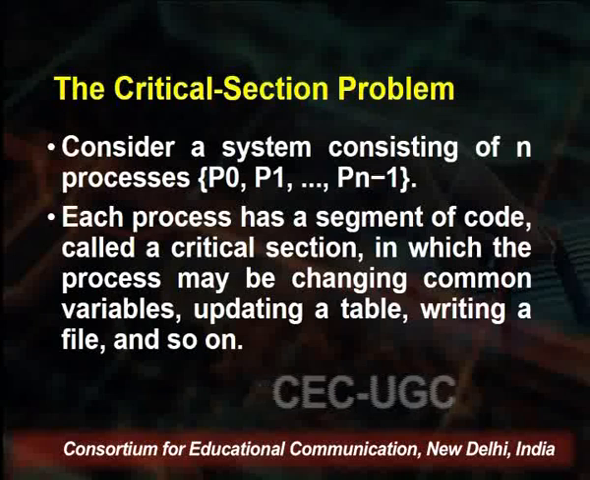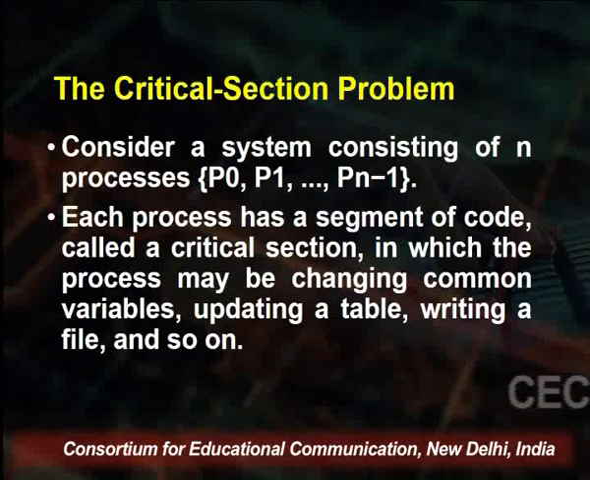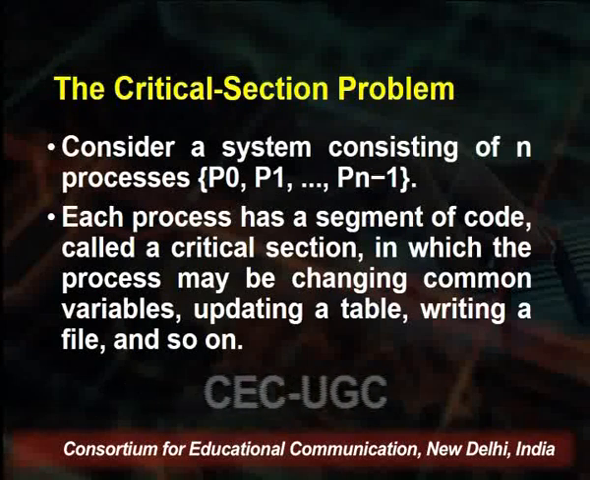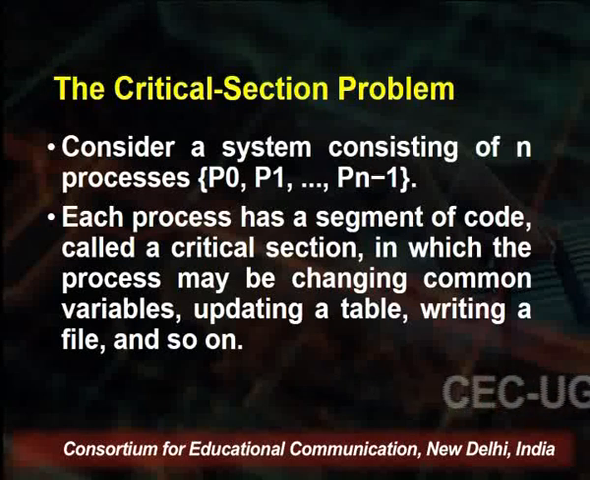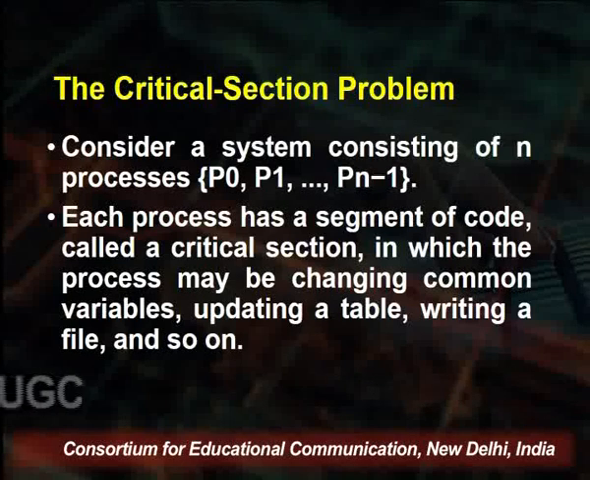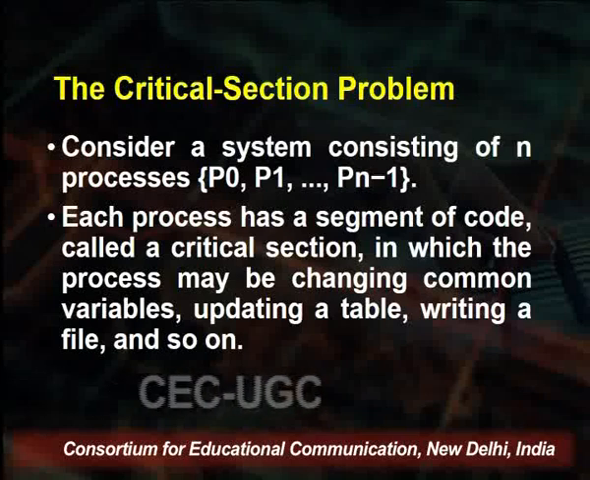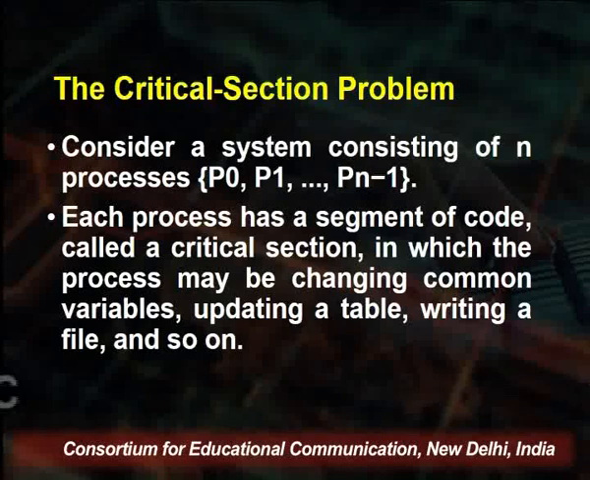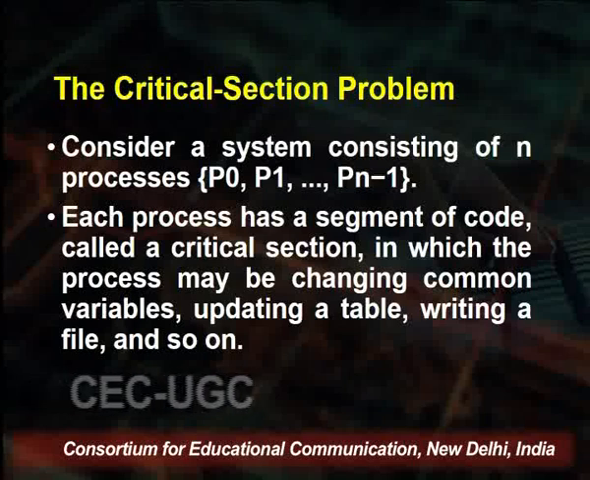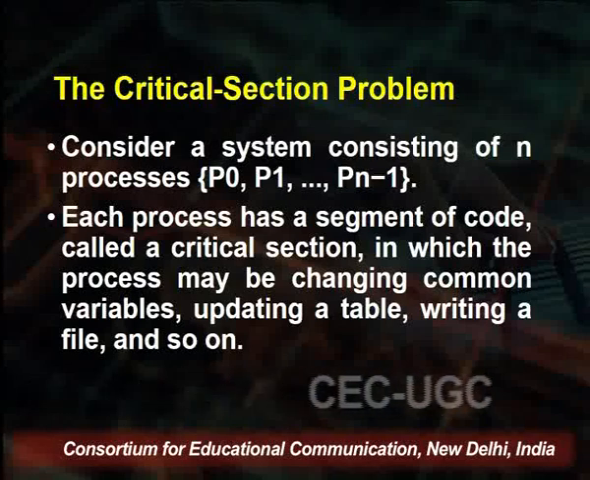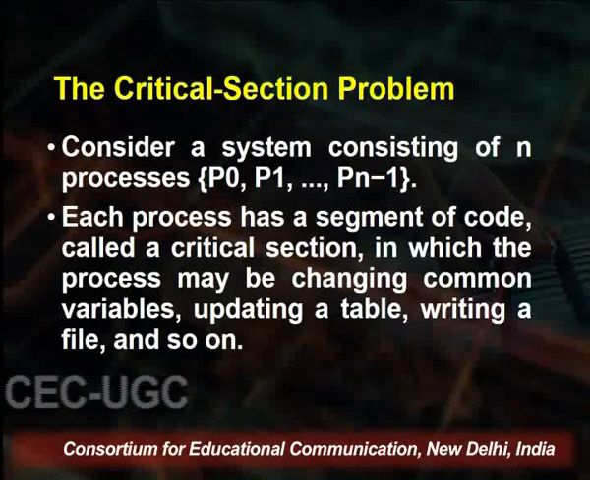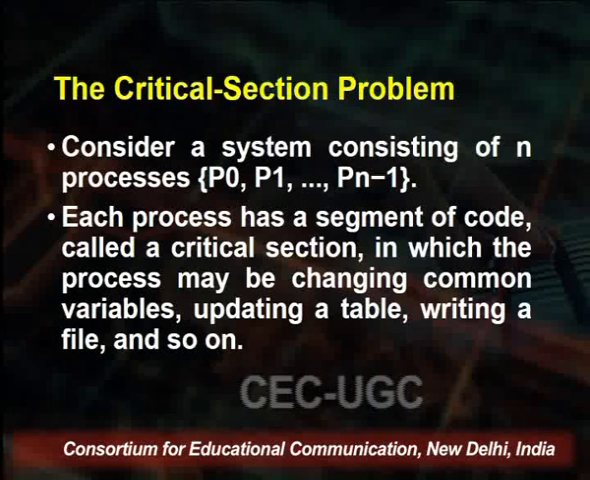First of all, we will see what this critical section problem is, and then we will try to figure out the solution also. So, we have various processes like P0, P1, P2, P3 till Pn minus 1, and the system has all these n processes, and each process has some segment of code. That segment of code we call the critical section of the process, and within that critical section, the process may be changing some common variables, updating a table, or writing a file, and so on.